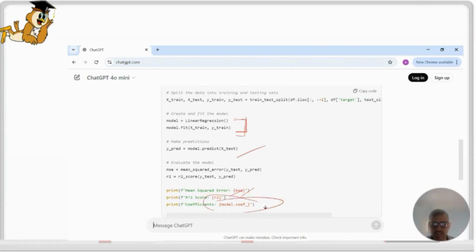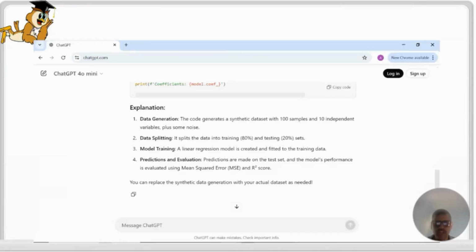Right at the end, it also gave me a helpful explanation of what it had done. I like this line at the end: you can replace the synthetic data generation with your actual data set as needed. So in case you were wondering how to run this on your own data set, it tells you what to do. It's fairly simple now for somebody to generate code for these algorithms that we are talking about.